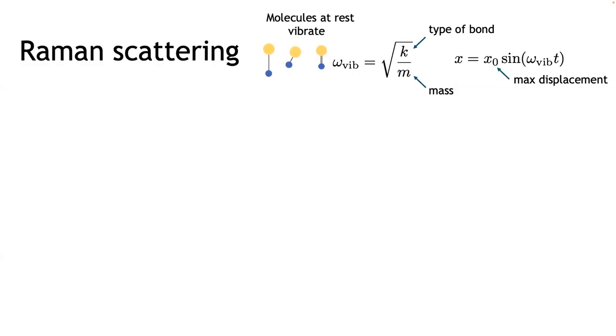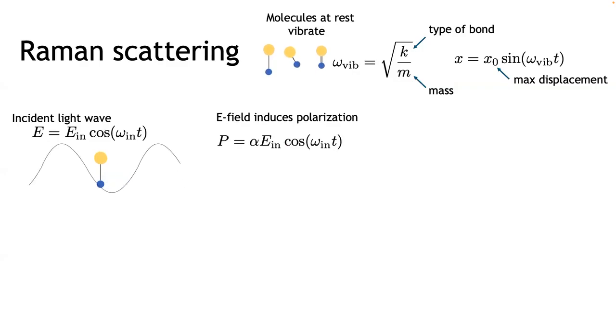Now, another way of making molecules vibrate is by exciting them with an electric field. And light is just that, it's an electric field. So when a photon is incident on a molecule, it will make this molecule vibrate, but it will drive the oscillation using a frequency that's inherent to the incident light. So this molecule will become polarized, and it will vibrate based on the frequency of the incident light.